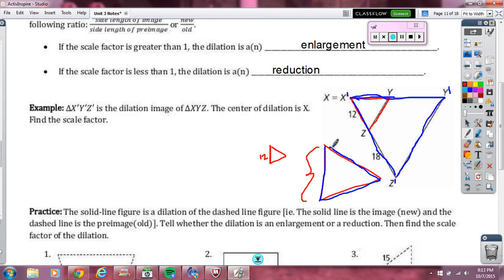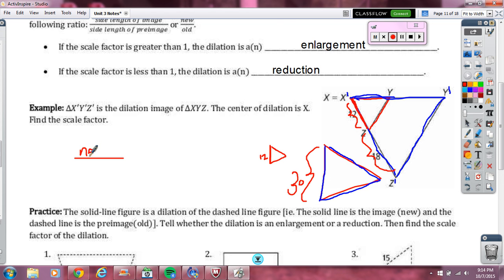And when I look at my new picture, or the image, I've got some information that, all right, this part right here is 12, but this part down here is 18. So the entire length of that blue triangle's side is 12 plus 18, or 30. So I haven't answered my question yet. I haven't set up my scale factor, or my fraction that compares new to old.